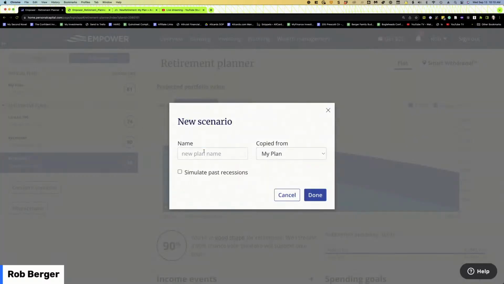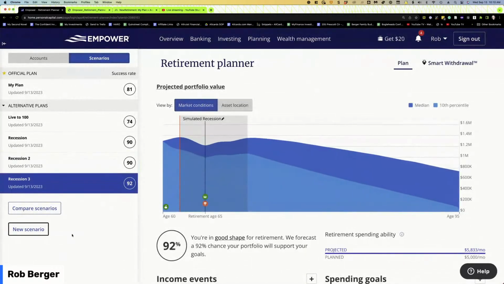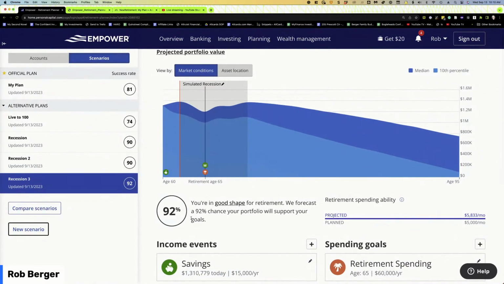Now, by the way, you could keep doing this, right? We could run a new scenario. I'll just call it recession number 3. We'll simulate it. We'll just do the dot-com, but we'll start it at 62. So that's 3 years before we actually retire. It actually goes up, I guess because we're effectively investing at lower prices.